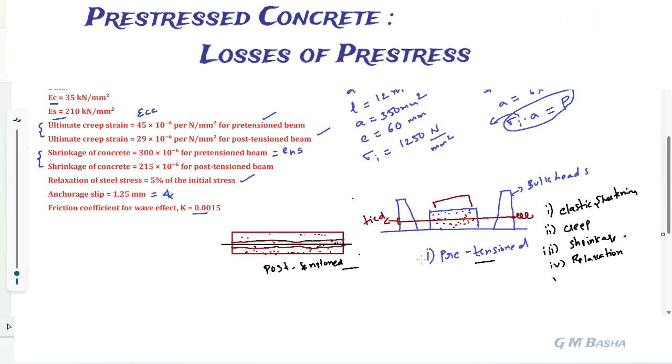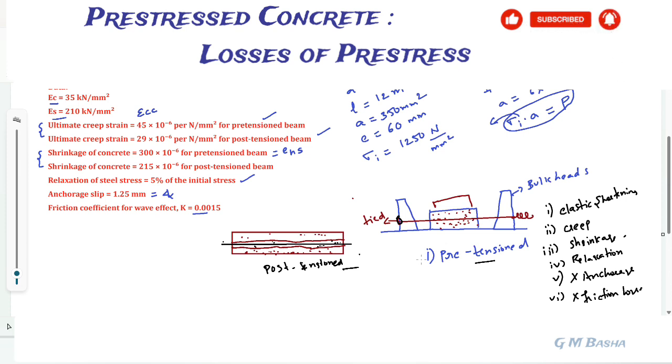And what about the anchorage slip? Before, we tied the steel wire to the bulkhead. That is the major reason it won't slip, so we won't get anchorage slip here. In the pretension beam, the wire is inserted before and tied at the bulkhead. You won't get anchorage slip and friction effect. There will be no loss here.